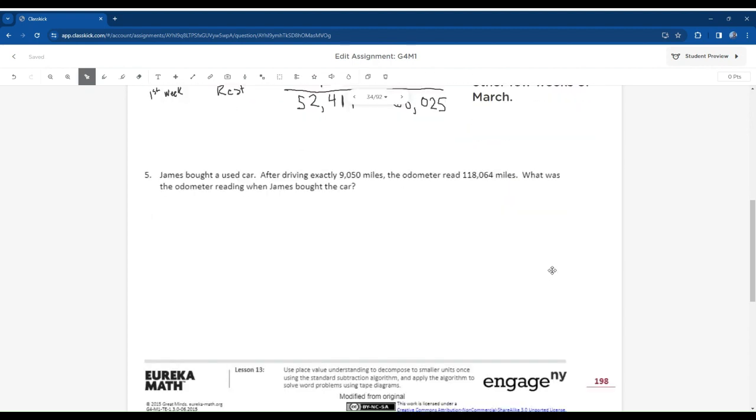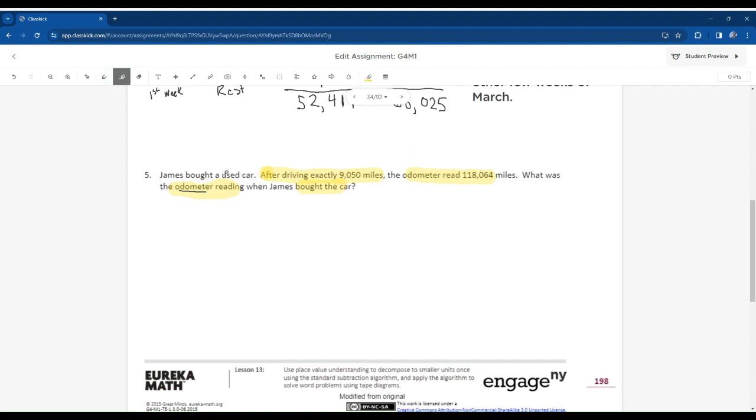And last but certainly not least, it says James bought a used car, good investment, after driving exactly 9,050 miles. After driving exactly 9,050 miles, the odometer read 18,064 miles. What is the odometer reading when James bought the car? So if you're not sure what an odometer reading is, that's the number on the car that tells you how many miles it's been driven.